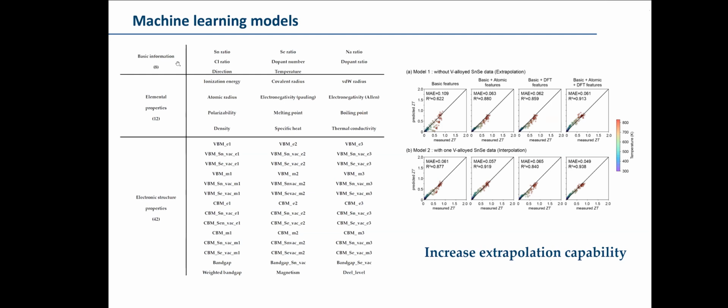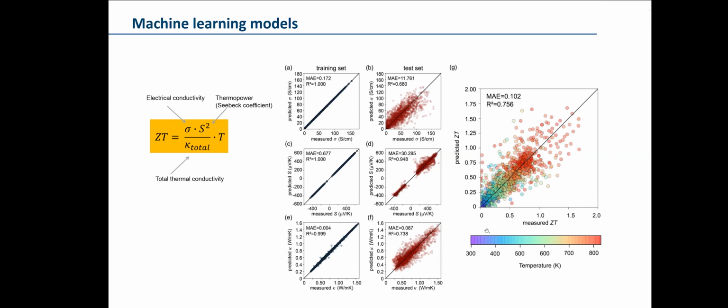When we use just basic information as a descriptor, which includes some elemental ratios of chemical formulas and some experimental conditions, you can see that the extrapolation is much worse than the interpolation. But after including the elemental properties and the electronic structures, extrapolation is improved very much. So at this point, we can say that including the electronic structure descriptors can improve the extrapolation capability in these models. Here is the machine learning prediction of the zT values using the three different ML predictive models.